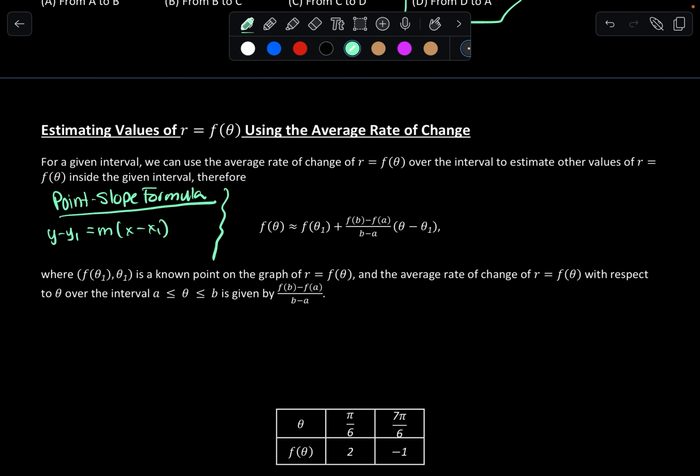So your y, that's going to be your f of theta. That is your output. F of theta sub 1, that is the y sub 1. And then plus f of b minus f of a over b minus a, that is just your slope, okay? That is our delta r over delta theta, okay? And then we have x minus x sub 1. So we're looking at the point slope formula, but it's in the polar coordinate system.